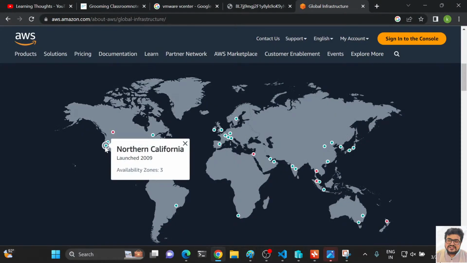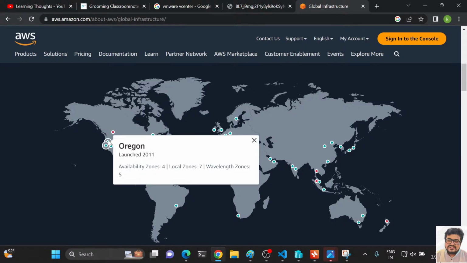The same thing they have done in the US. For example, if you look over here, are you seeing there are 7 local zones? The availability zones are actually 4, but if you add all the 7, it would look as if you have 11 availability zones. Did you understand this concept, sir?